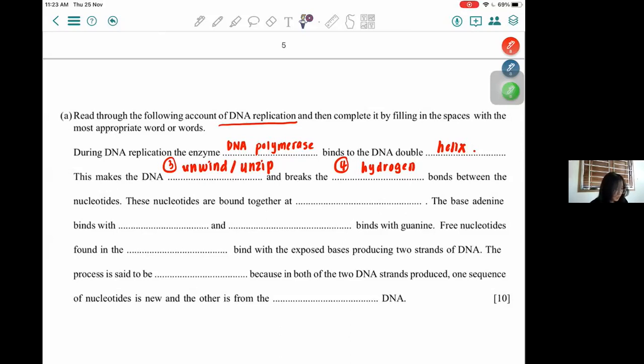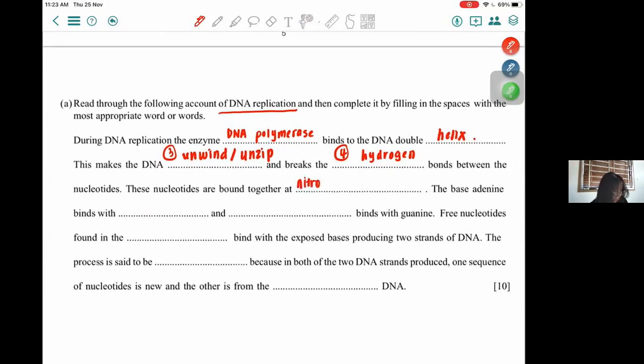The next one. These nucleotides are bound together at the nitrogenous base. The base adenine binds with what, and what binds with guanine? I will just fill in this question since it's similar to the questions previously. So the base adenine binds with thymine and cytosine binds with guanine. Just to remember, the answer is not uracil because this is about DNA replication.